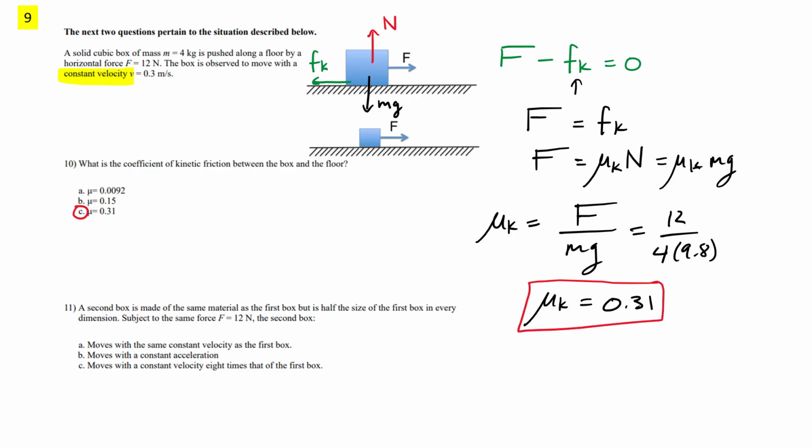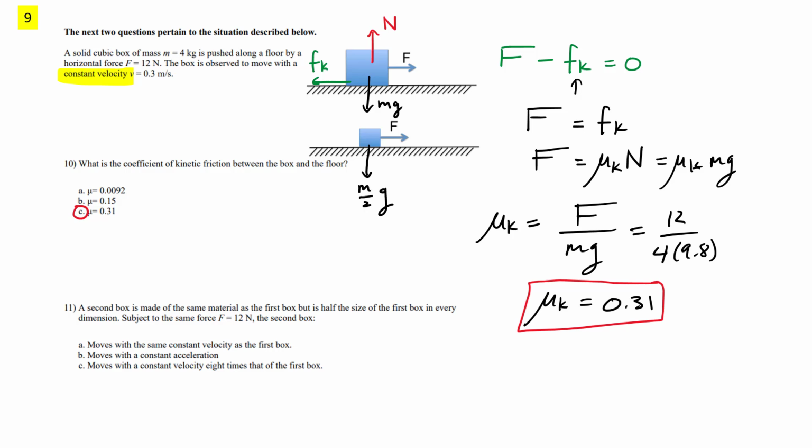All right, let's look at the next question, 11. A second box is made of the same material as the first, but it's half the size as the first in every dimension. Okay, it's subjected to the same force. So we still have this 12 Newton force over here. Well, what happens with the rest of the forces? If it's exactly half the size but made of the same material, it means that its mass or its weight is going to be half.